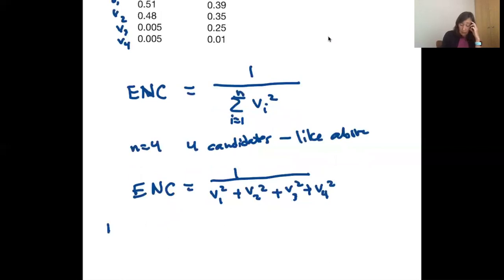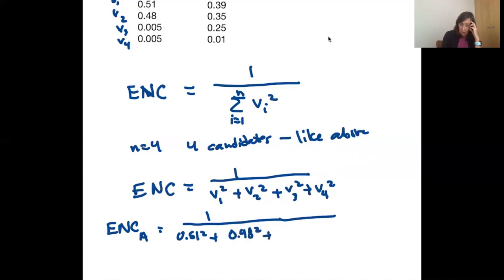And so if we do that, then for election A, what do we have? We have 1 over 0.51 squared plus 0.48 squared plus 0.005 squared plus that same thing again. And you can plug this into a calculator or do a little spreadsheet, and you will get the number 2.04.